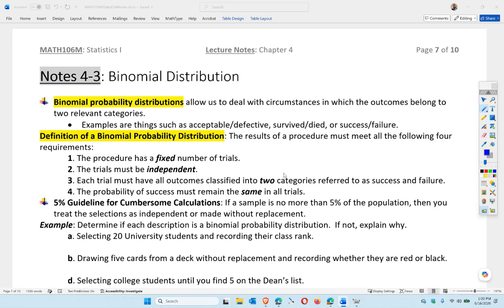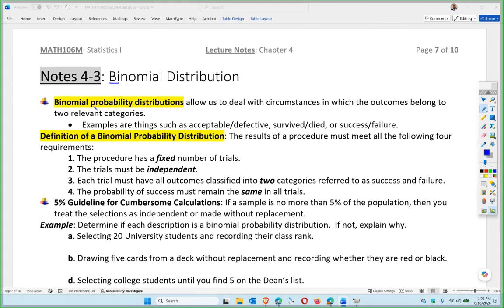Alright, this is Chapter 4, Section 3. So we're looking at binomial distributions. There are other types of distributions, like geometric, negative geometric, multimodal, stuff like that. We're only going to be covering binomial in this section. So the key being bi is in 2.